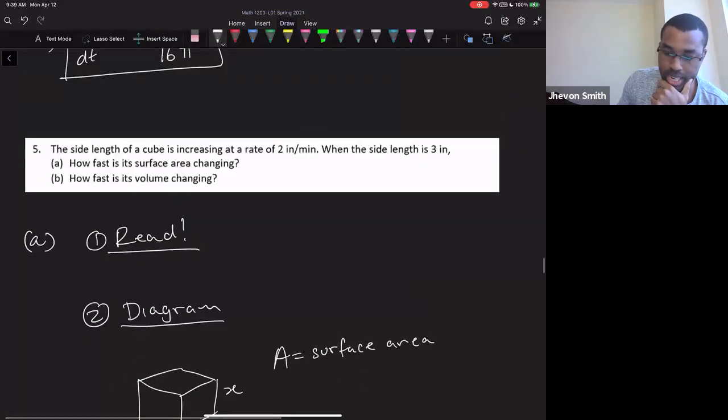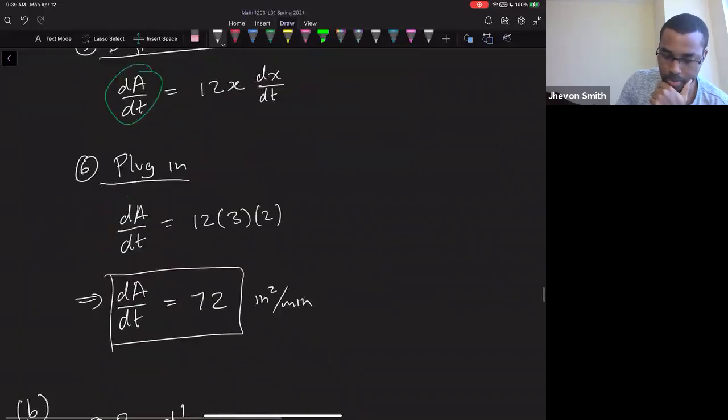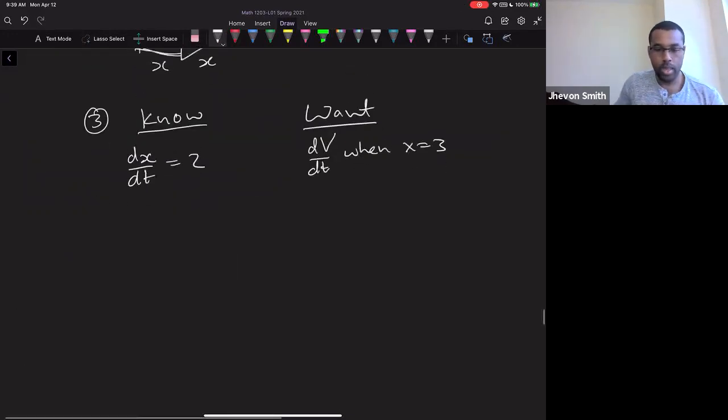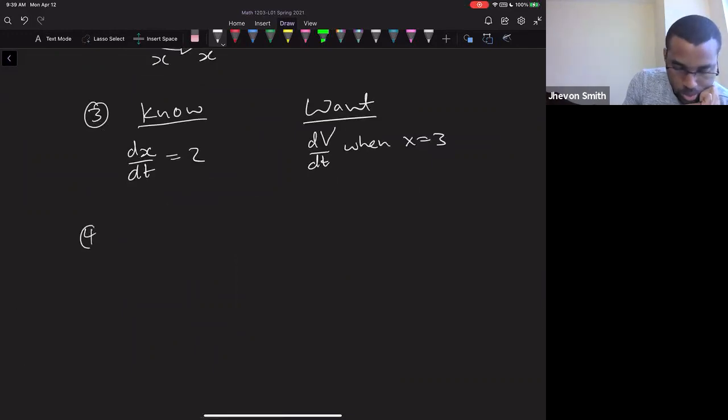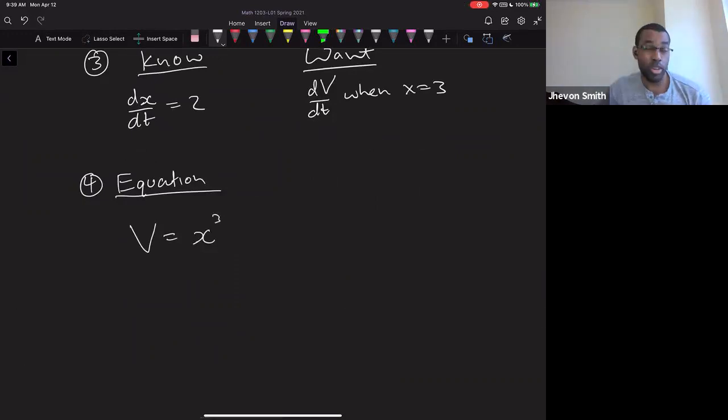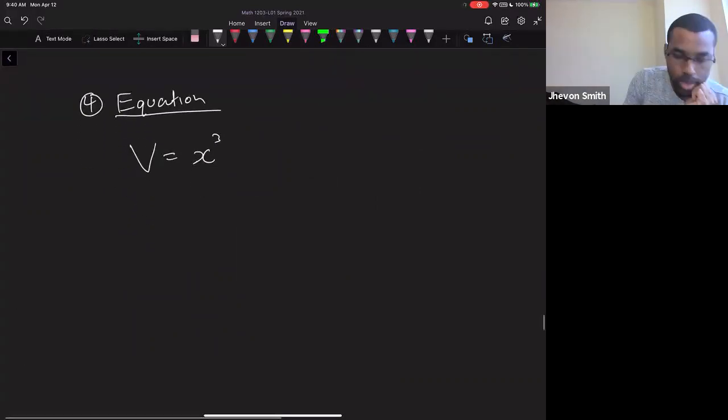The rate and the length x are the same, but here I just want dV/dt. Going down to step 4, the equation. I know that V is just going to be length times width times height, because it's a prism, area of the base times the height. Area of the base is x squared, the height is x cubed.